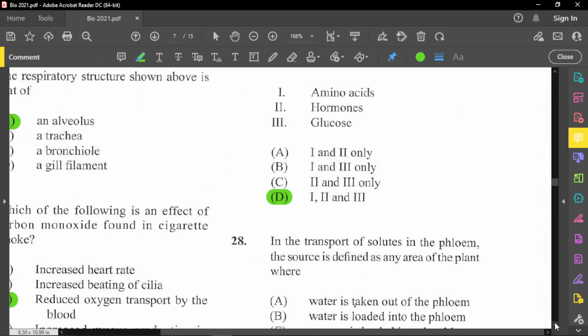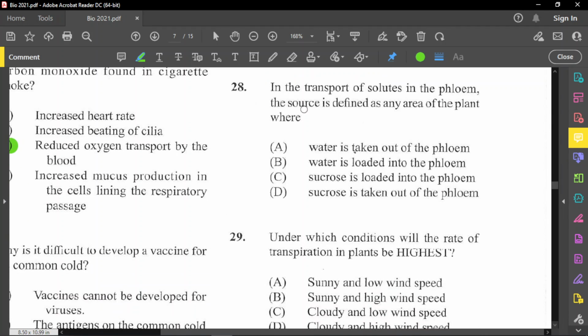Let's go to question number 28. It said, in the transport of solutes in the phloem, the source is defined as any area of the plant where what is taking place. Now, they want us to know what is happening at the source where the phloem will transport solute. Notice it never says solvent, it said solute, which could be sugar generally, but the bottom line is the phloem transports plant food in the form of sucrose. So let's look at what is happening at the beginning stage before the phloem transports sucrose.